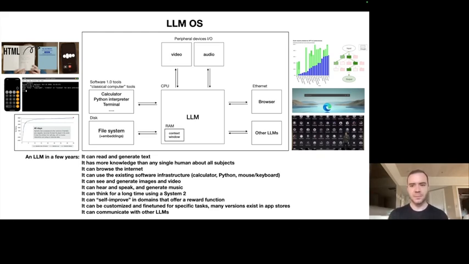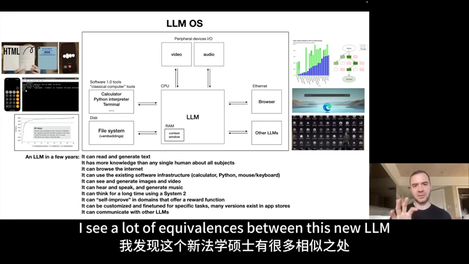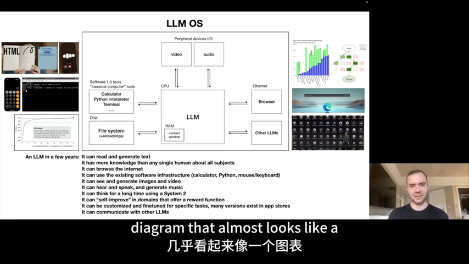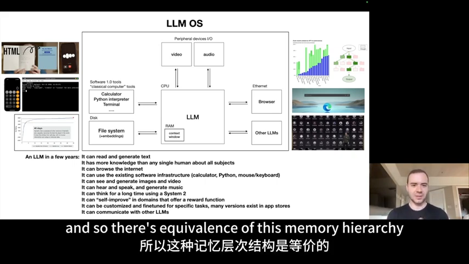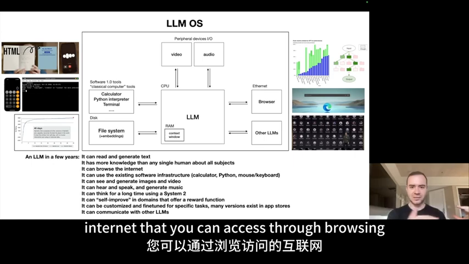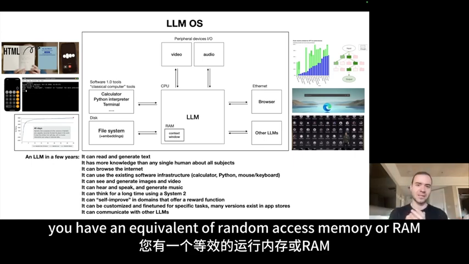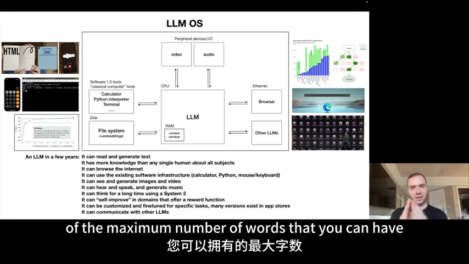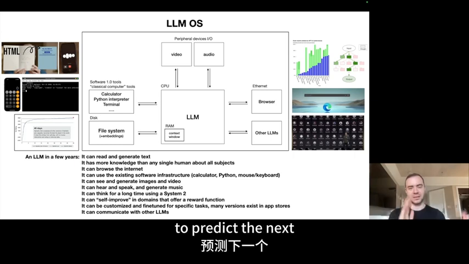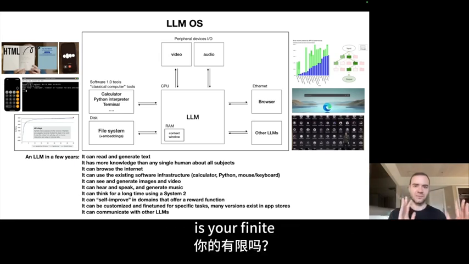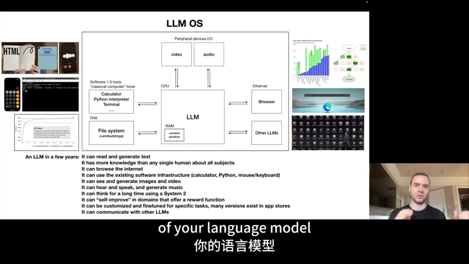solving. And so I see a lot of equivalence between this new LLM OS operating system and operating systems of today. And this is kind of like a diagram that almost looks like a computer of today. And so there's equivalence of this memory hierarchy. You have disk or internet that you can access through browsing. You have an equivalent of random access memory, or RAM, which in this case for an LLM would be the context window of the maximum number of words that you can have to predict the next word in a sequence. I didn't go into the full details here, but this context window is your finite precious resource of your working memory of your language model.